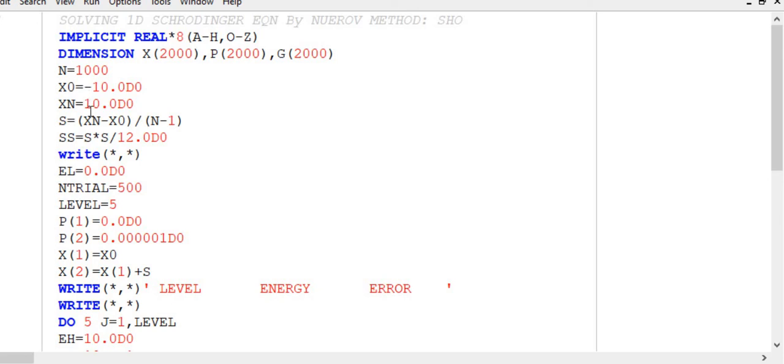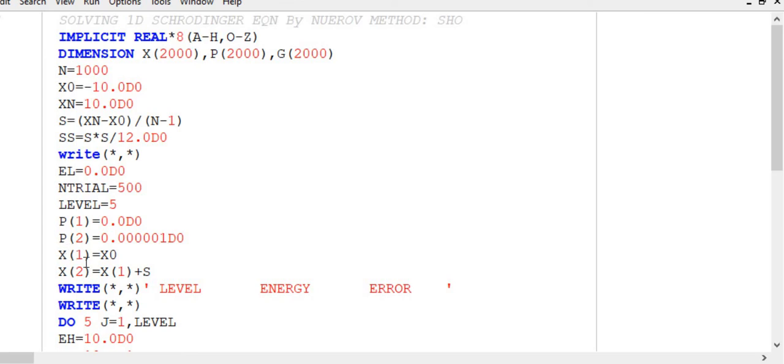And the lower bound and upper bound of x, that is minimum x and maximum x, are also given, minus 10 to plus 10. This is the interval, and then the lower bound is 0. I have given n trial to be 500. It's not needed to give that big a number. And I am here interested in 5 levels: ground, first, second, third, and fourth. And then the first 2 wave functions are given as 0 and a small number.